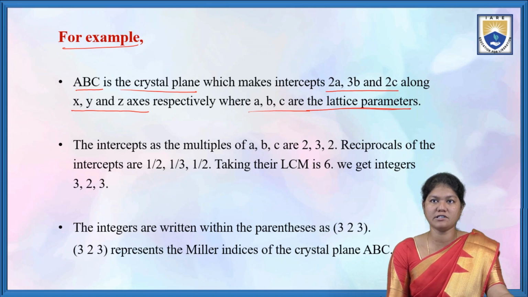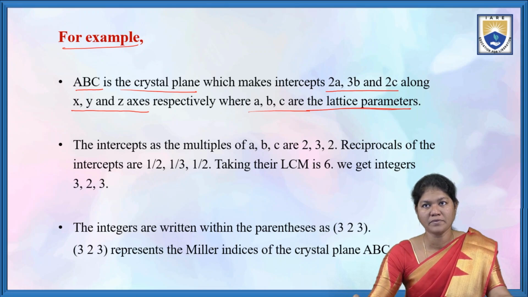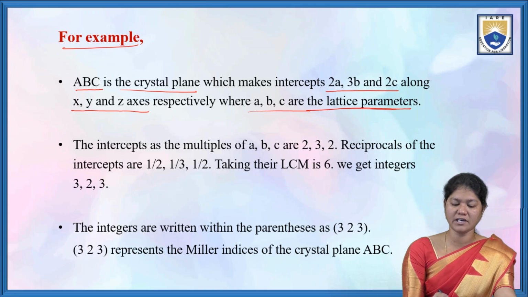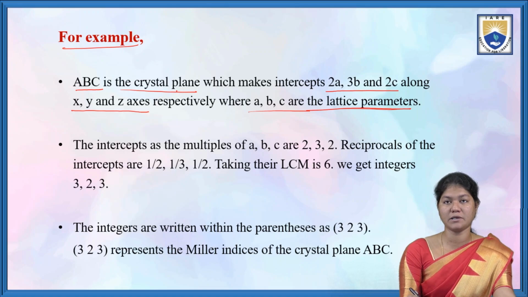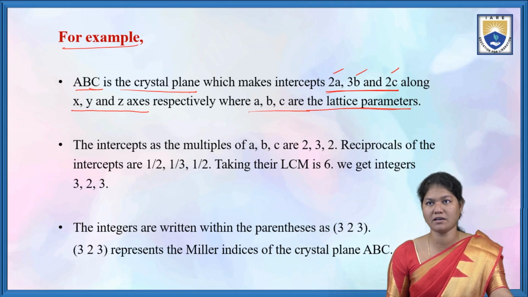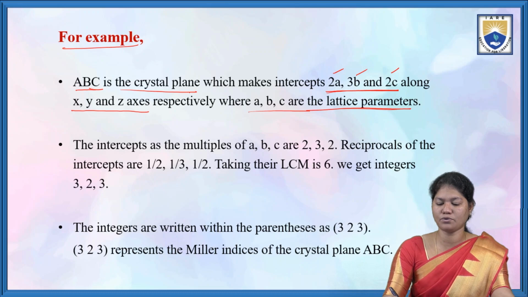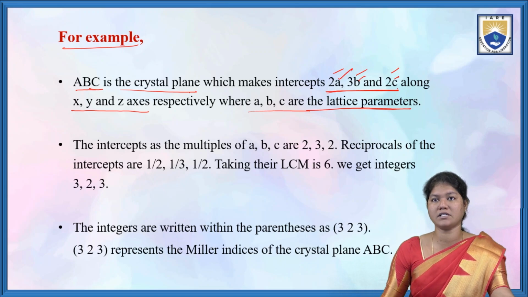So the first step is we have to note the dimensions of the crystal plane. I'm taking ABC as a crystal plane, and this plane is intercepting the X, Y, Z axes at 2A, 3B, 2C. Here A, B, C are called lattice parameters.